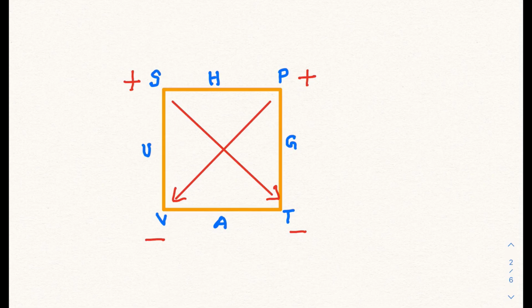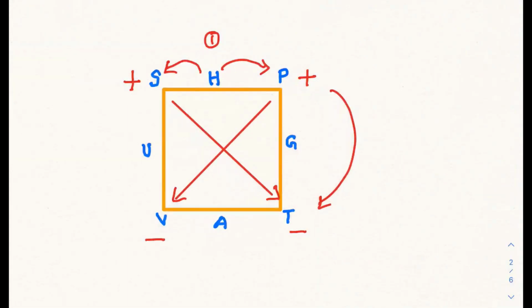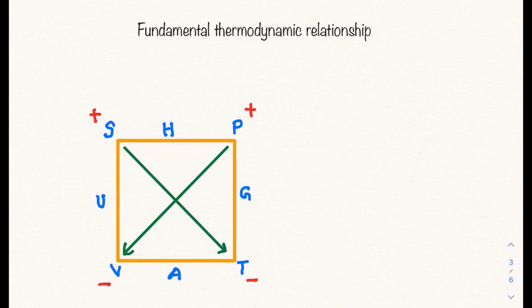We can derive three sets of thermodynamic relationships using this. First, relations connecting midpoint to corners. Second, relations connecting corner to corner. Third, relations connecting midpoint to midpoint. The first set of equations connecting corners to midpoint are called fundamental thermodynamic relationships.